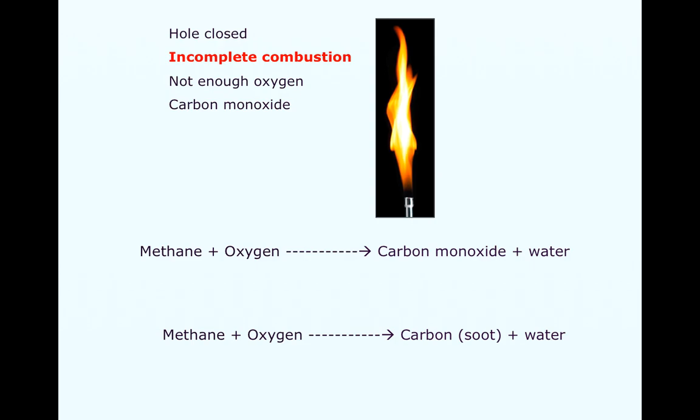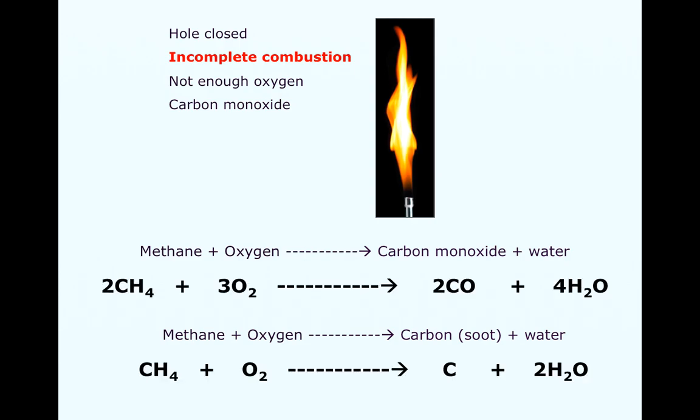The two equations you need to know for incomplete combustion are that when a fuel, for example methane, reacts with oxygen, carbon monoxide and water is produced. And when methane and oxygen react, carbon in the form of soot and water could be produced. Now both of these reactions are happening at the same time during incomplete combustion.